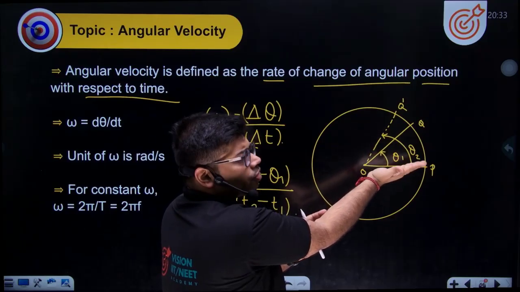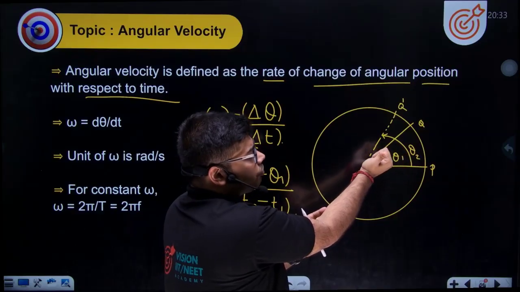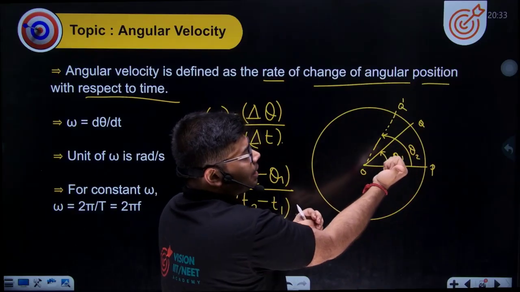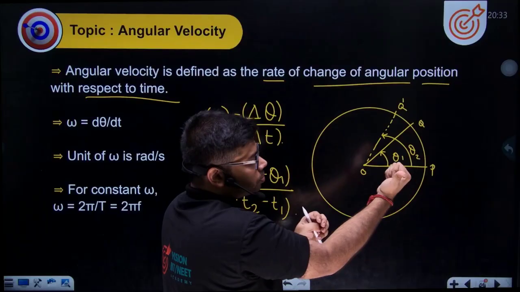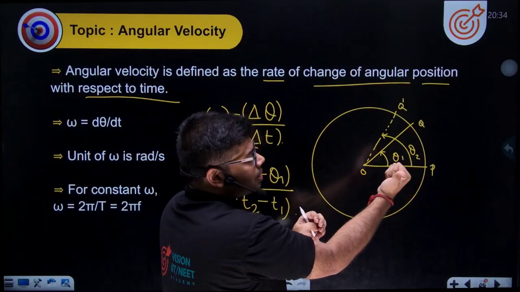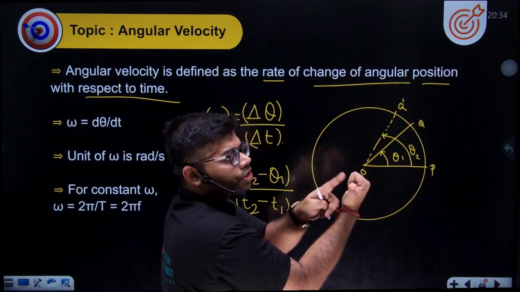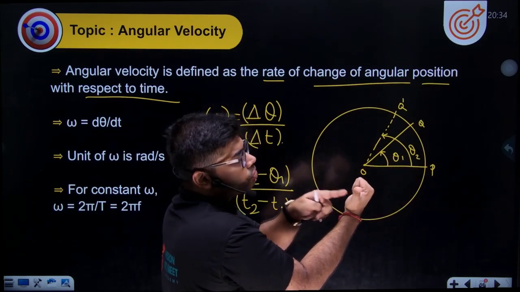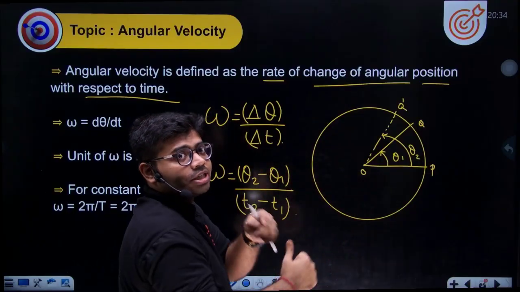What is the direction of your thumb? The direction of your thumb is perpendicular to this board and coming out. This is called coming out of the plane of the paper. So this gives you the direction. The direction of your thumb actually gives you the direction of the angular velocity.